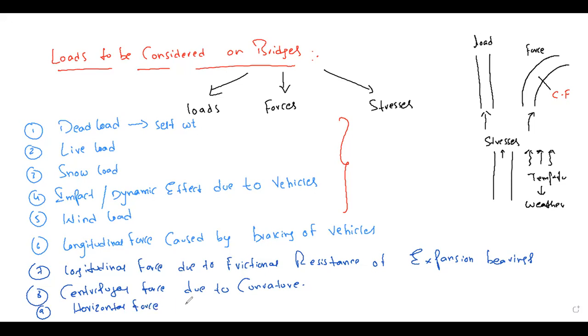And the next one is horizontal force. What do you mean by horizontal force? This horizontal force is due to water currents, in the sense of wave action. So these are all forces. Please note down: dead load, live load, snow load, impacts or dynamic effects, and wind load come under the loads acting on the bridges. Longitudinal force due to braking of vehicles, longitudinal force due to frictional resistance, centrifugal force due to curvature, and horizontal force due to water current are all forces.